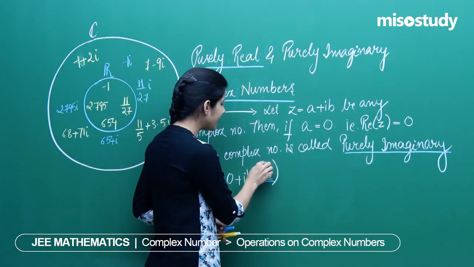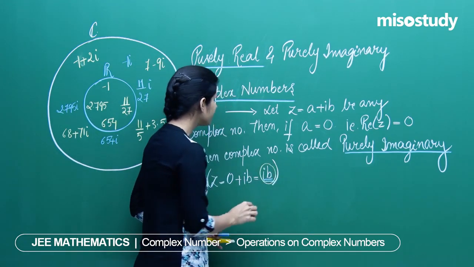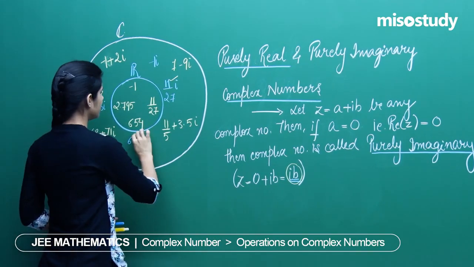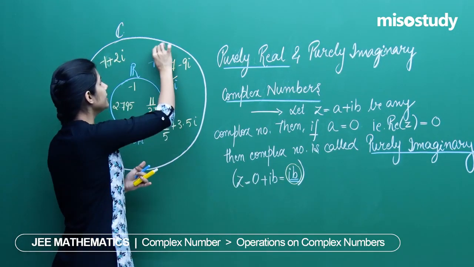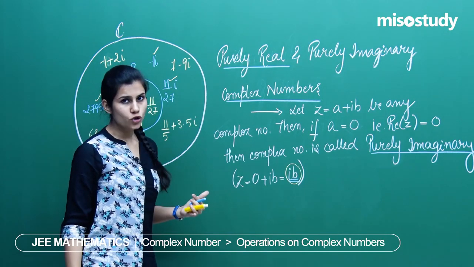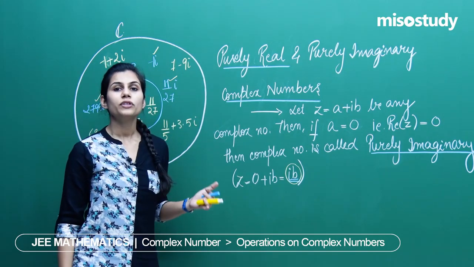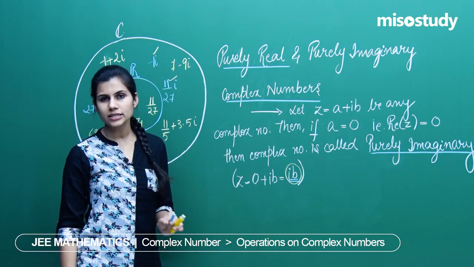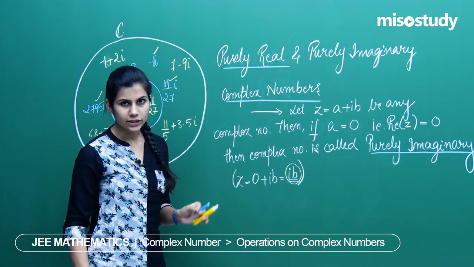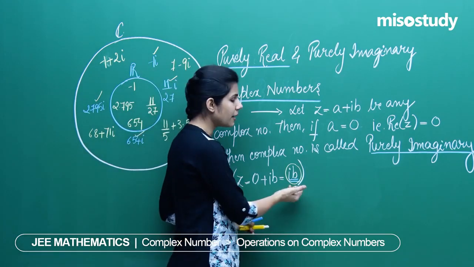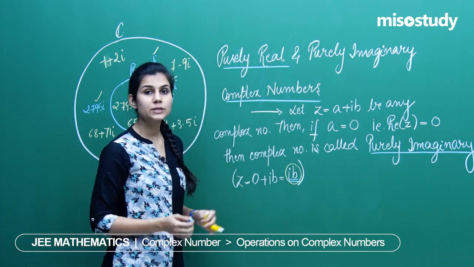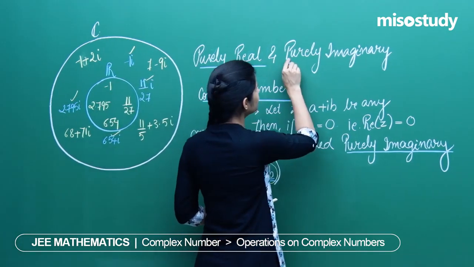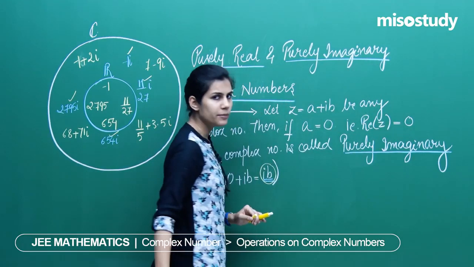That means any imaginary number basically are those complex numbers with real part 0. Imaginary numbers are those complex numbers with real part 0. That is why every imaginary number is a complex number known as purely imaginary complex number. And so we understood what is purely imaginary complex number.